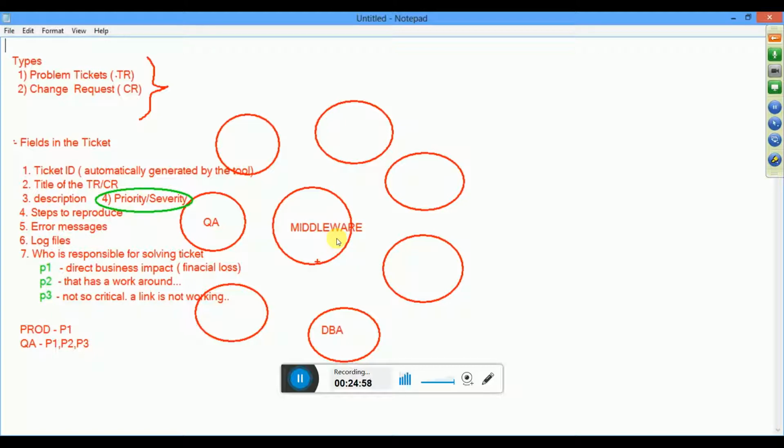Means the emails of all the team members are in the tool. So when somebody raises a ticket, assigns it to a middleware team, all the members in the middleware team will get an alert saying somebody raised a ticket on your team, middleware team. Then you log in with your own team, then you start working on it.